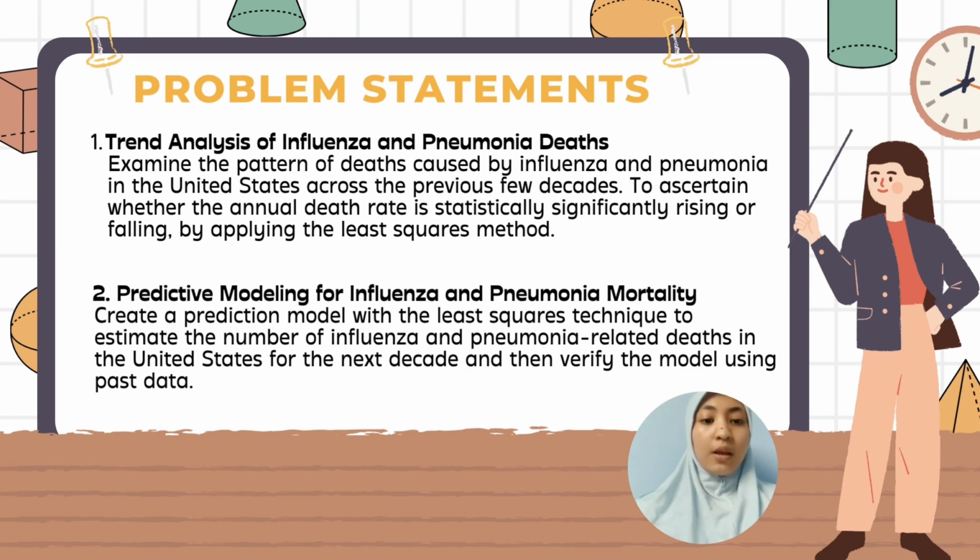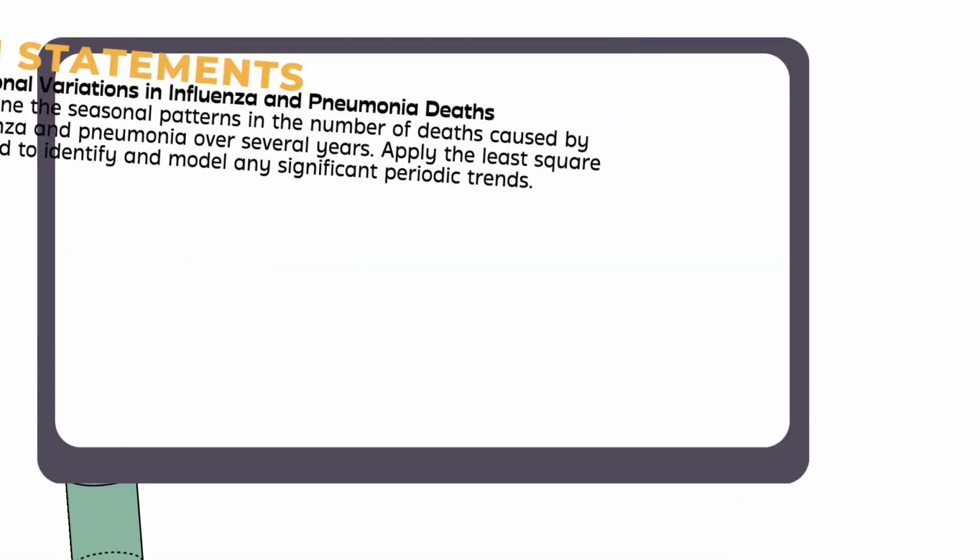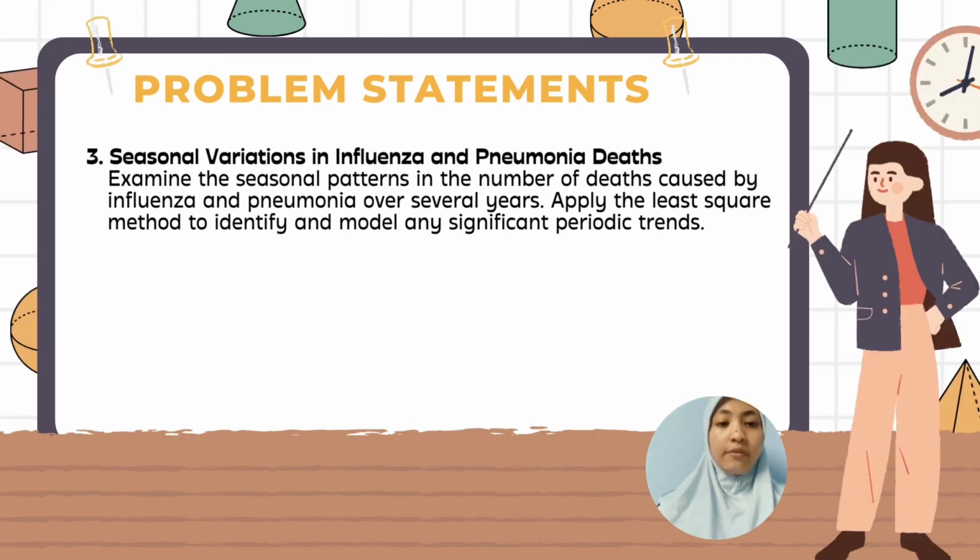The second one is predictive modeling for influenza and pneumonia mortality. To create a prediction model with the least square technique to estimate the number of influenza and pneumonia related deaths in the United States for the next decade and then verify the model using the past data. And the last problem statement that we can gain is seasonal variations in influenza and pneumonia death, which is to examine the seasonal patterns in the number of deaths caused by influenza and pneumonia over several years, and apply the least square method to identify and model any significant predicted trends.